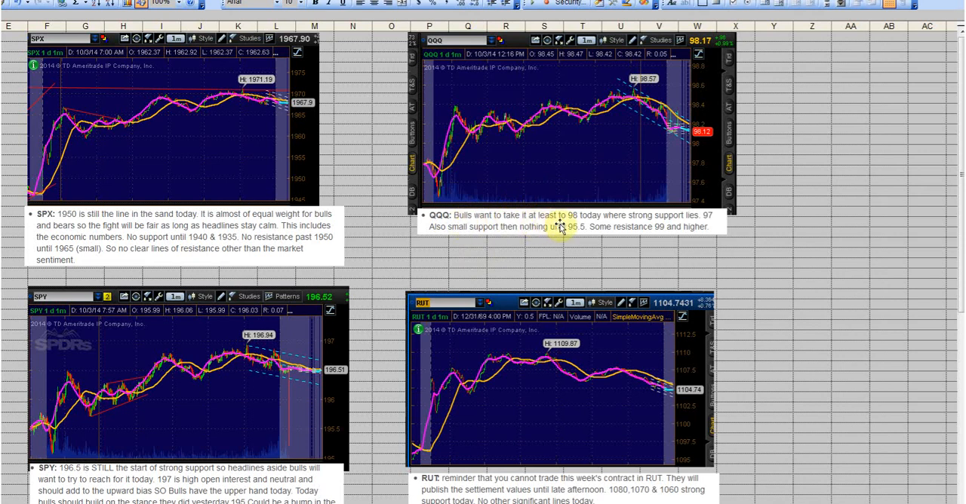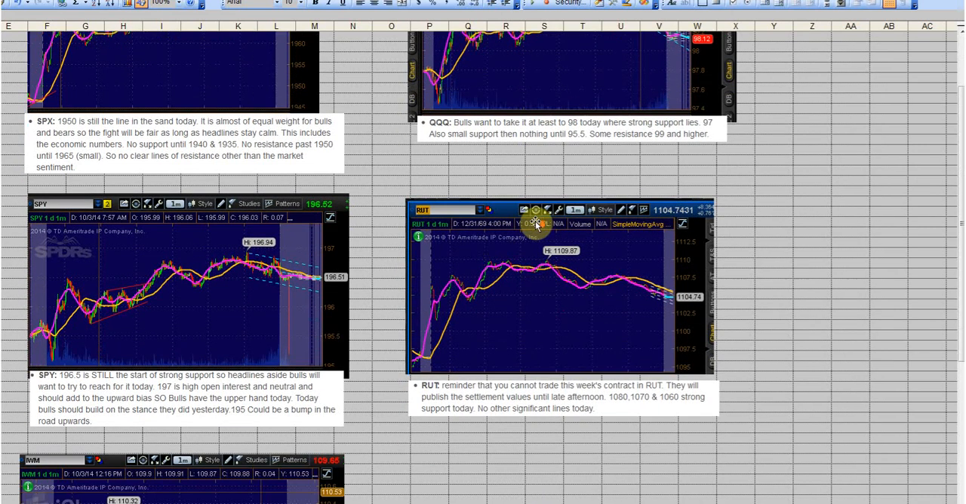This is ahead of the open, where strong support lies. Because the support was at 98, so I thought that they would want to take it there. I said 97 also small support, but nothing. So if 97 was lost, then 95.5 would have been the next stop, which happened yesterday, and we stopped just above that. And I said some resistance at 99. So again, they bounced to the 98, and then they tried to go further, but then they fell short of 99. So we range bounded as well.